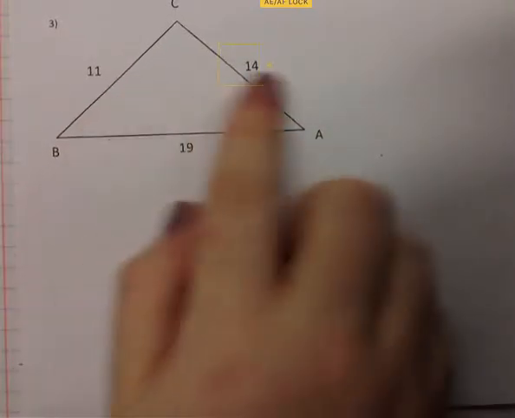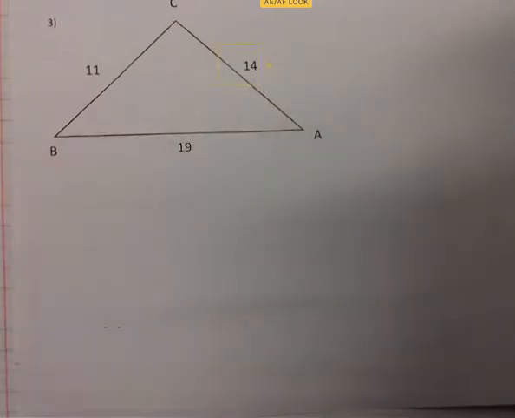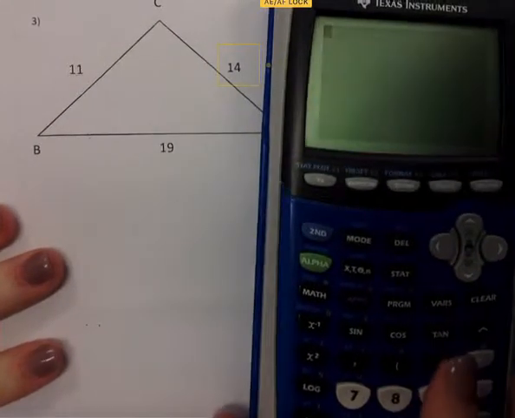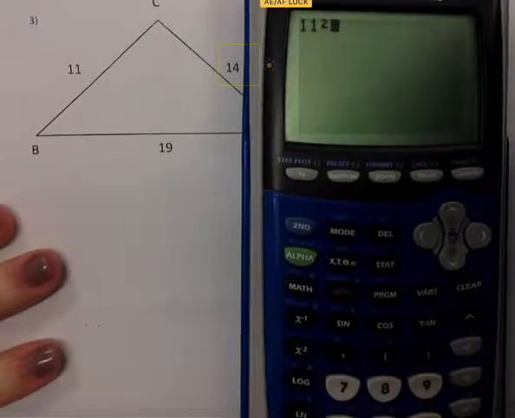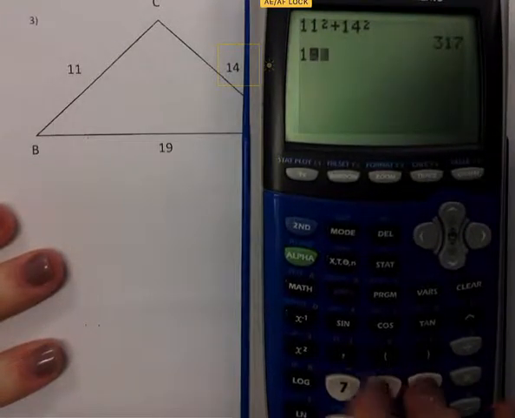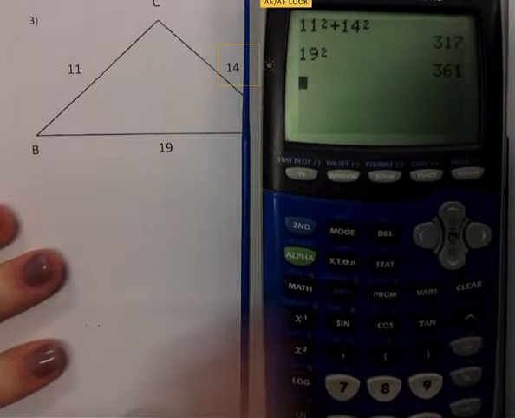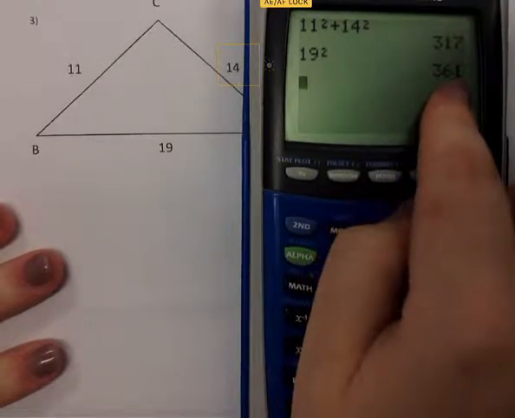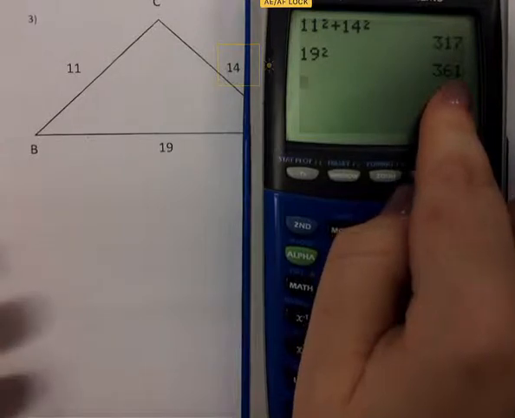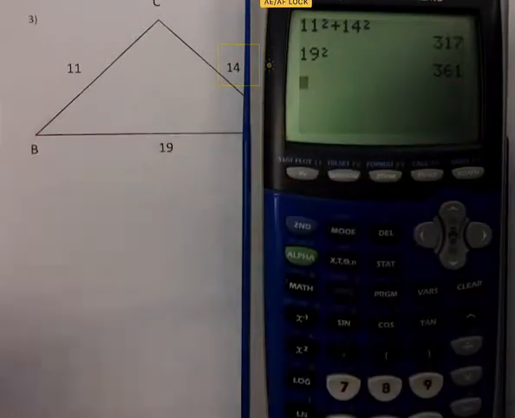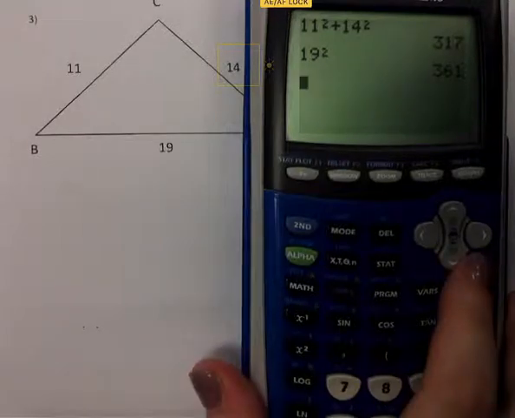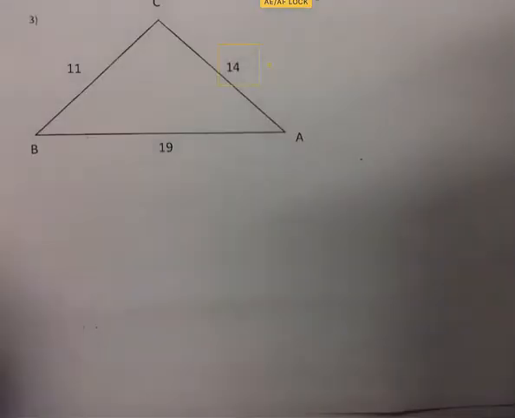We have 11, 14, and 19, and we can check our two smaller sides. So 11 squared plus 14 squared is 317, and then 19 squared is 361. So our c squared is bigger, so this will be an obtuse triangle. That means that we will have an angle in here that is bigger than 90 degrees. So we know that this is not a right triangle, so we need to do law of sines or cosines.